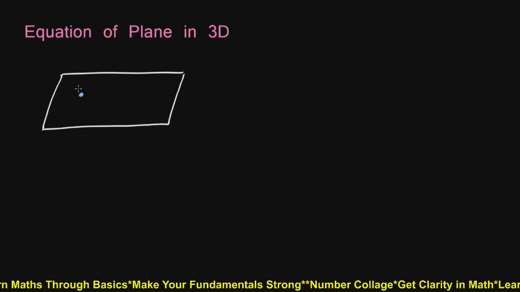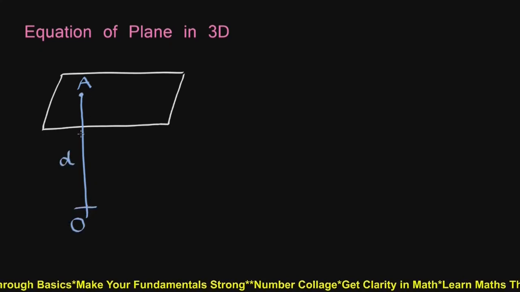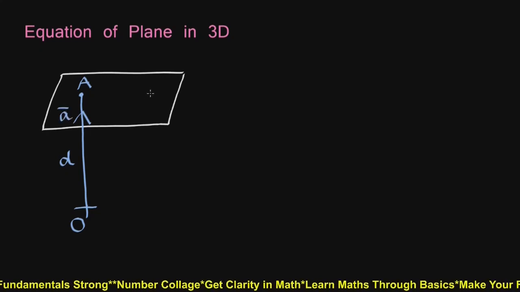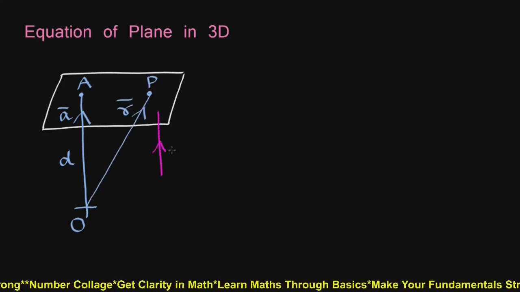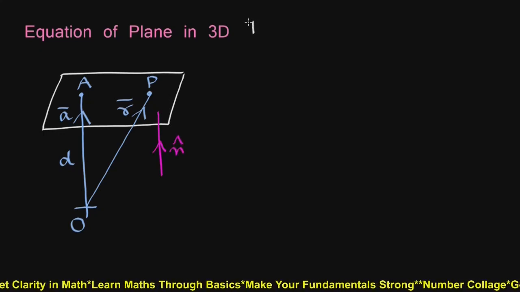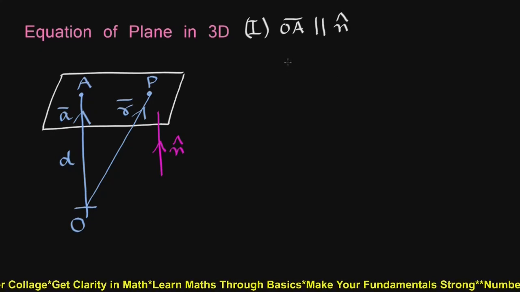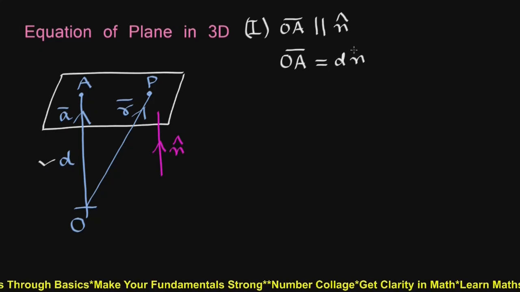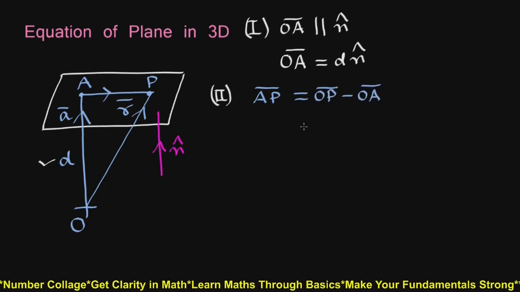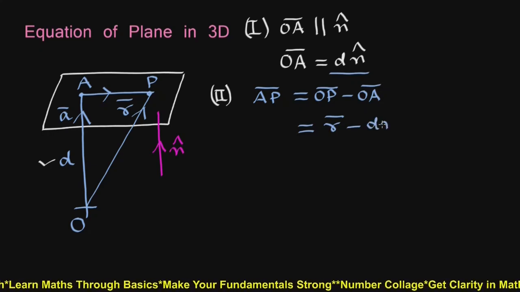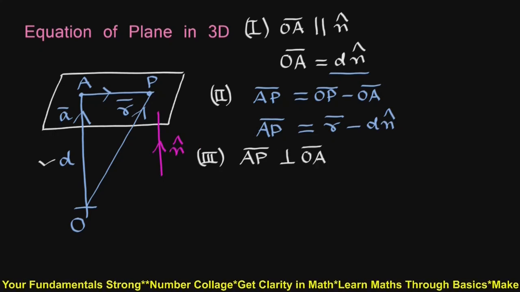So we have a plane here. A point A is given on this plane and its distance from origin is d. Position vector of point A is a bar. There is an arbitrary point P whose position vector is r bar, and there is a unit vector n cap normal to this plane. First thing, we have vector OA bar parallel to unit normal vector n cap, and OA bar is in terms of distance d n cap. Secondly, AP bar is OP bar minus OA bar, that is r bar minus this d n cap. Thirdly, AP bar being in the plane is perpendicular to OA bar, because it is a distance vector.